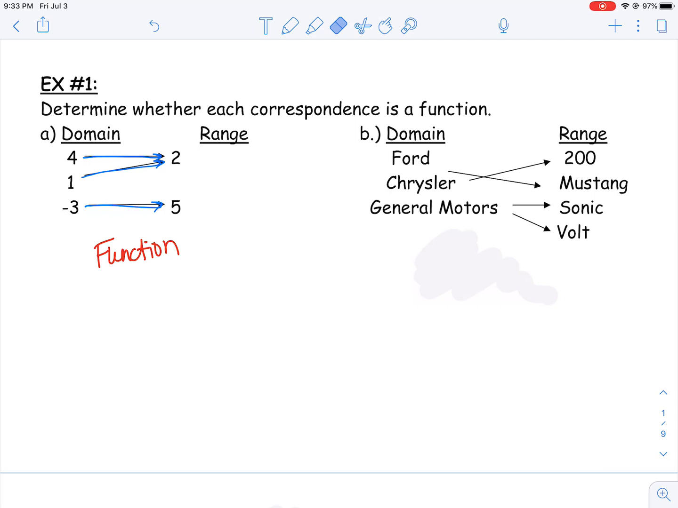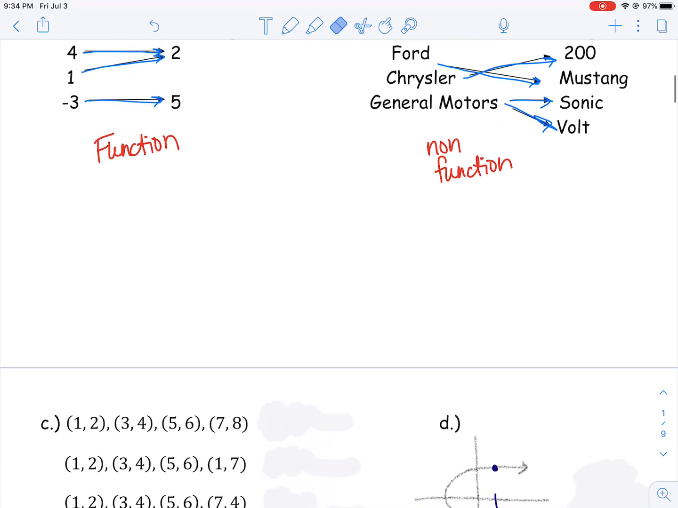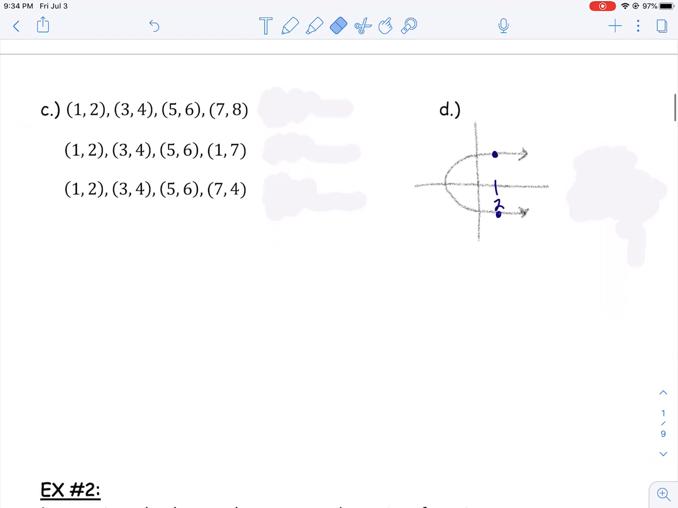Look at B though. If I had Ford, Chrysler, and GM, and Ford goes to Mustang, Chrysler goes to the 200, but GM goes to Sonic and the Volt. Obviously there's other cars besides these 4, but in this particular example, do you notice how GM has two different ranges? And so this example would be an example of something that was not a function because GM has two outputs, and so we would say that was not a function. What about these two?